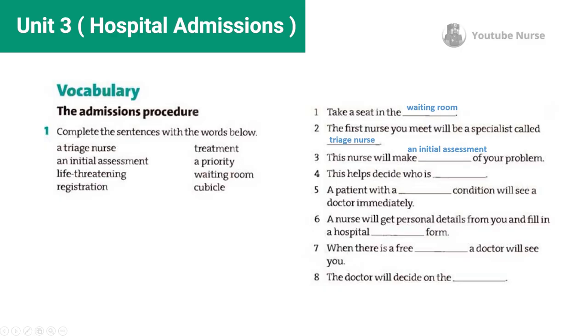4. From there, your situation gets ranked by urgency, who's a priority and who can wait a little longer. 5. But don't worry, if your condition is life-threatening, you'll see a doctor as soon as possible. No queues for emergencies. 6. The registration process follows, where a nurse collects your personal details and fills out the hospital paperwork. 7. Once there's a free cubicle, a doctor calls you in to discuss your case. 8.